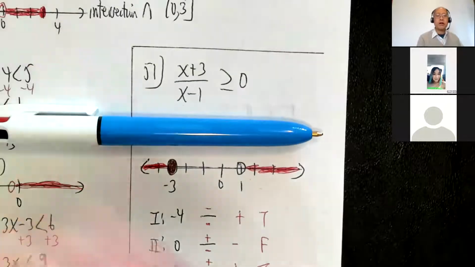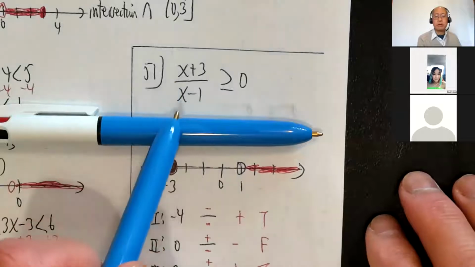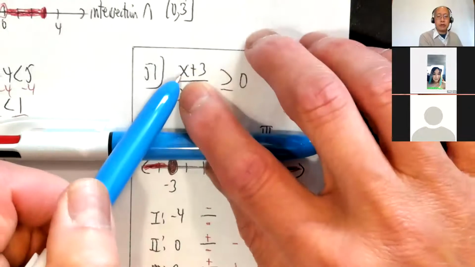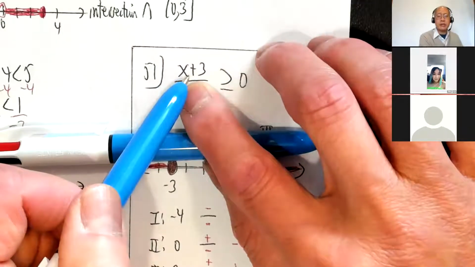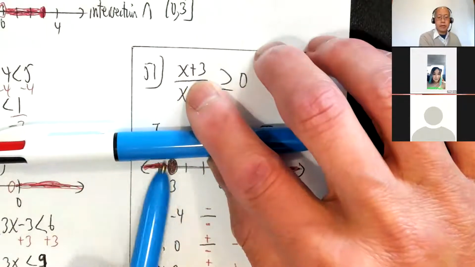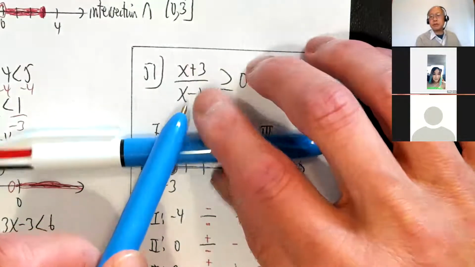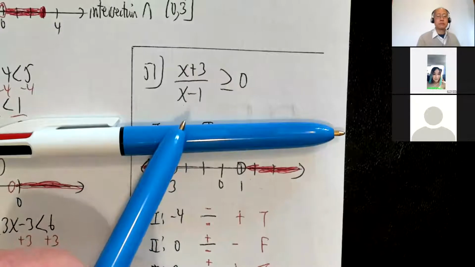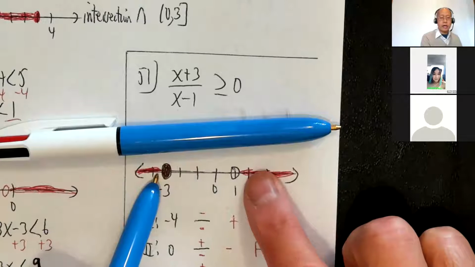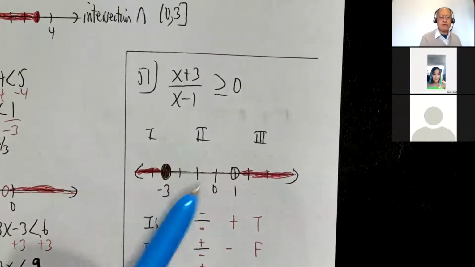Okay. On my number line, I put down whatever makes the top 0, whatever makes the bottom 0. So what number would make the numerator 0? x plus 3. What number would make that a 0? It would be negative 3. Right? So negative 3 goes in. What number makes the bottom 0? 1. So on my number line, I put negative 3 and 1. Okay. Now it looks like this time one of them is shaded in and one of them isn't.